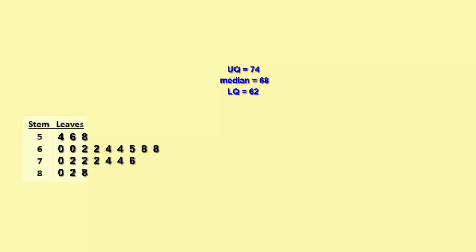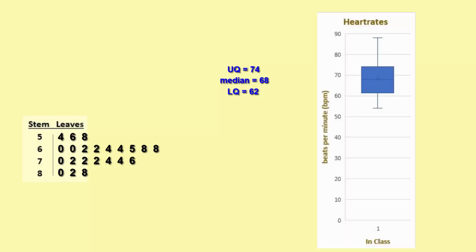We have everything we need. The box plot has its lower whisker down to 54. Finally, the upper whisker goes to 88. We've got our box plot.